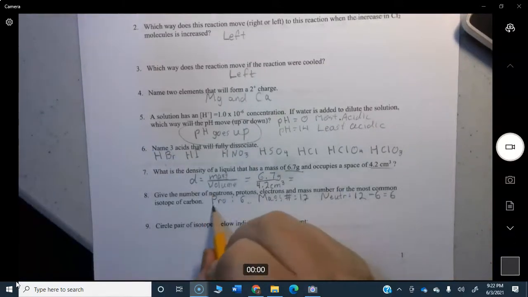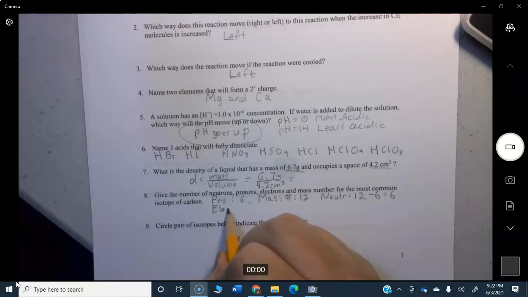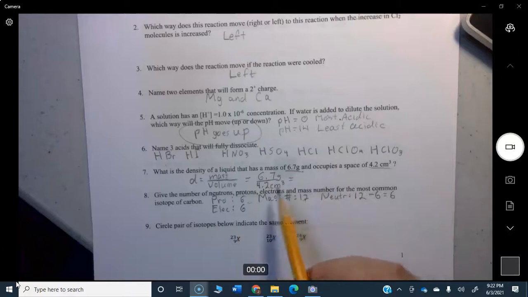And the number of electrons, assuming it's electrically neutral, is going to be the same as the number of protons. So it starts off electrically neutral, all atoms do. So it starts off with 6 electrons, okay? It didn't say it was ionized, an ion. If it was an ion, that would be a different number of electrons, okay? But it's not. It's just a regular atom. So those are the answers to that.